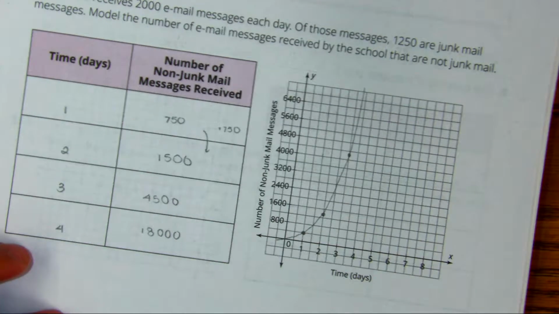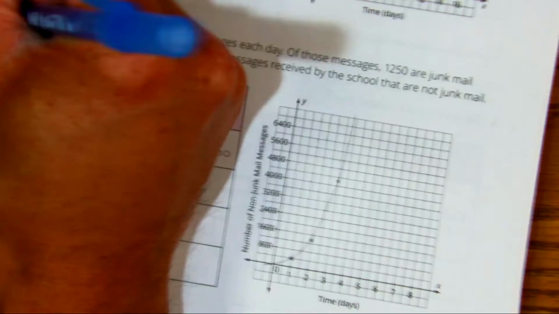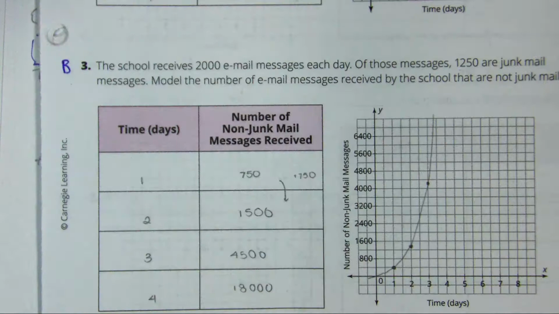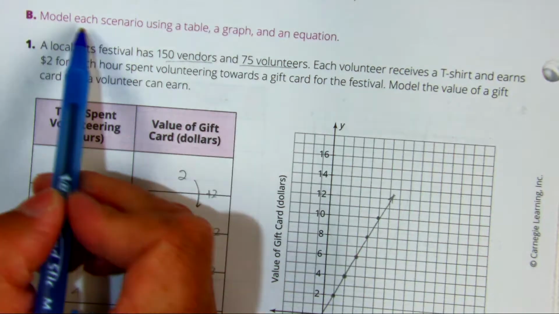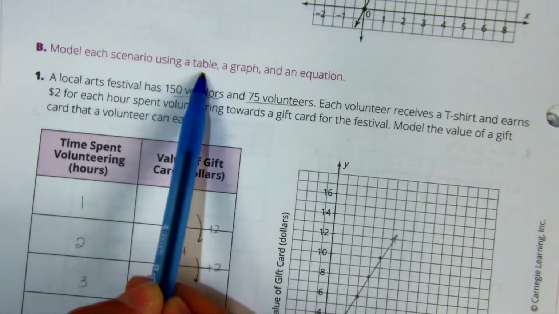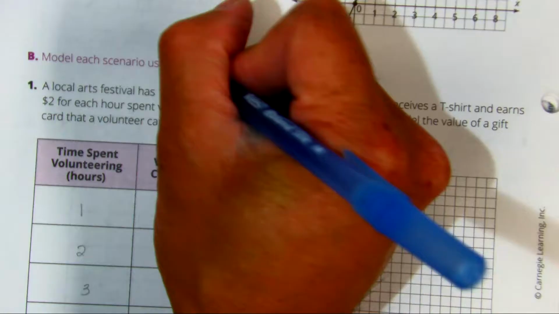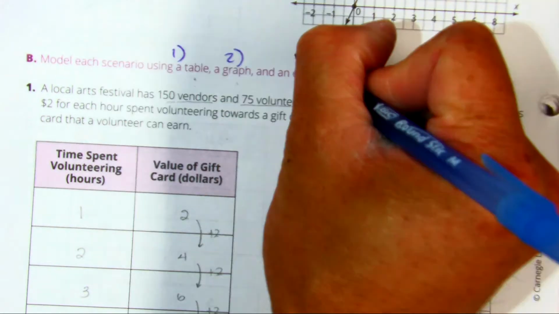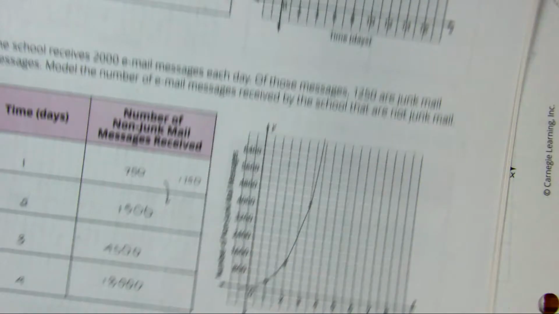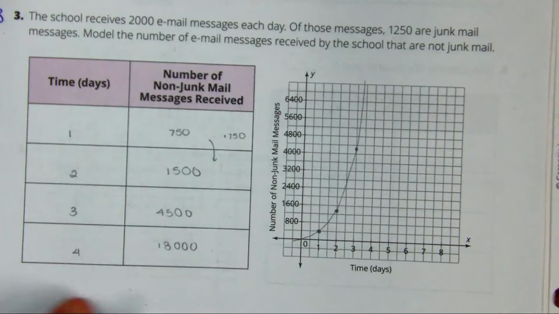Question number 3, this is B3. And let's go ahead and look back at the directions. So you just go back to the letter. Model each scenario using a table, graph, and equation. So, table, graph, and equation. Hopefully you're paying attention because your next quiz I might just copy and paste this exact same problem.